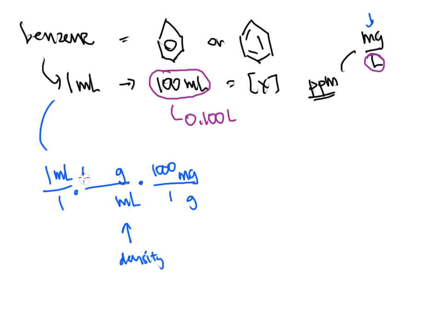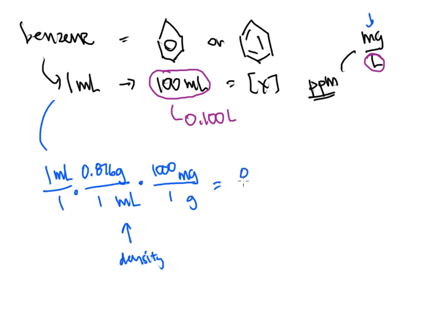And that density is 0.876 grams per 1 mL. All right, so it looks like what I need to do is take 1 milliliter of benzene, a super tiny amount, and multiply by 0.876, and I would get 0.876. And then I would take 0.876 and multiply by 1,000. So I would move the decimal 3 times.